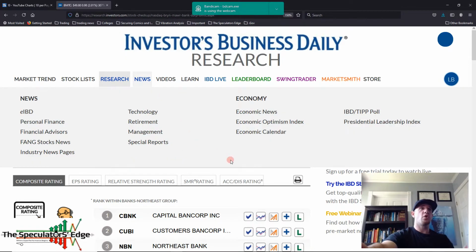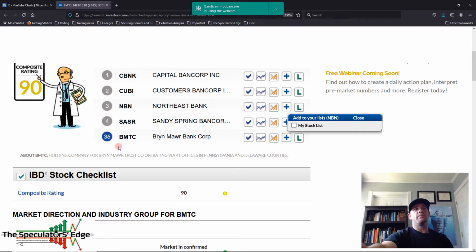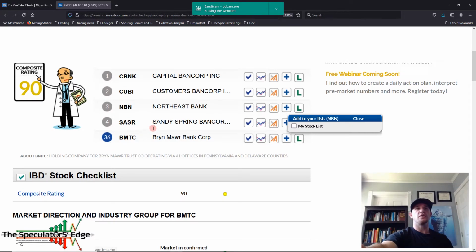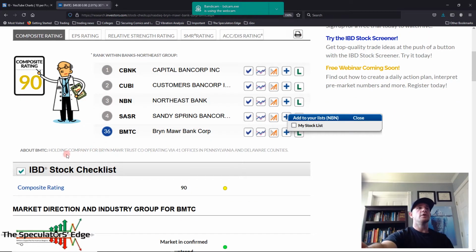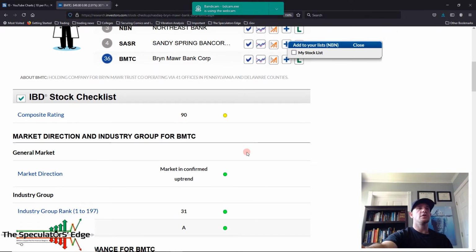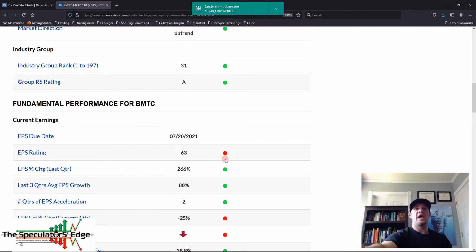So let's go and look at these stocks on a fundamental theme real quick. As we can see, BMTC has a composite rating of 90. It is 36 within its competitors. Practically what they do, they're a holding company for Bryn Mawr Trust Co., operating via 41 offices in Pennsylvania and Delaware counties. The industry group rank is really good. It's at 31. The relative strength rating of the group is A, excellent.